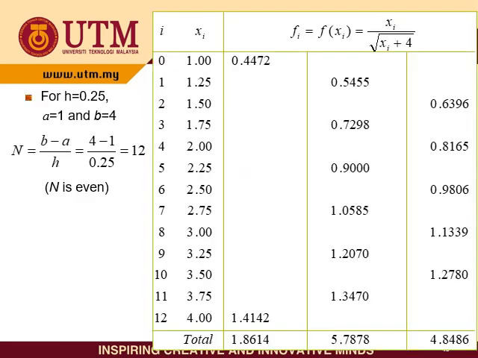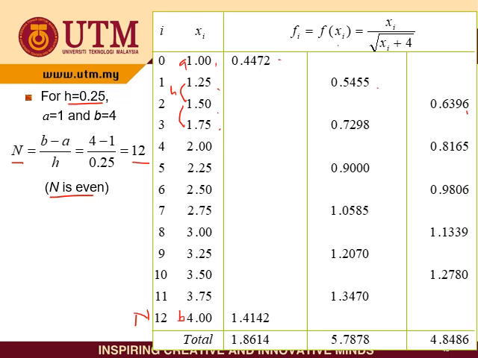Okay, the next one is for h 0.25. Same thing. We must first consider the n. It must be even. When we do the calculation, we get n is 12, so our n is even, and we can use this 1/3 rule. This is your a, this is your b, and because of this h of 0.25, you have many more n. Then put them inside the f(x), so you can get the answer.